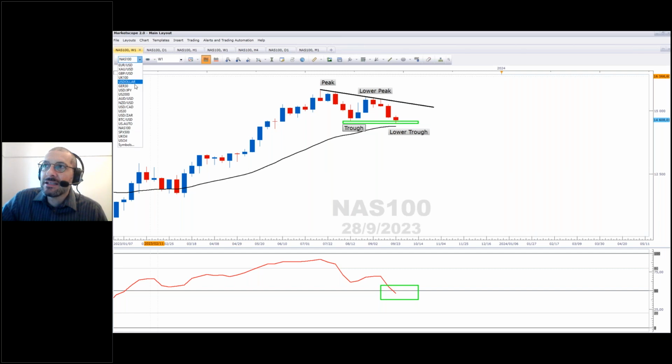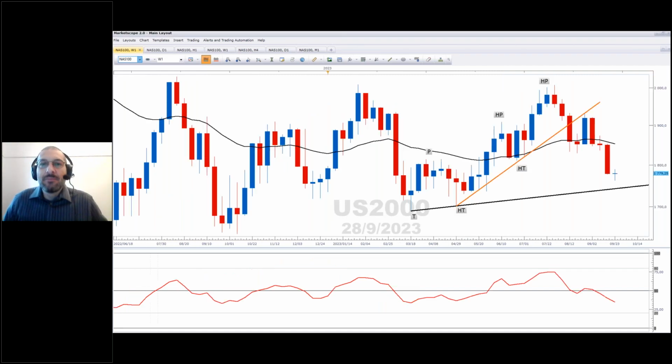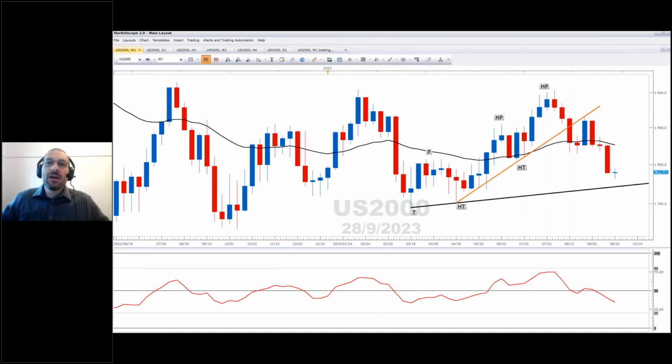And if we take a look at the US 2000, that's the FXCM CFD for the Russell 2000. The Russell 2000 is a smaller companies index. It's very instructive to look at smaller companies because they tend to be closer to the economy. There are less financial instruments available to them. They just reflect more of the underlying economic conditions than perhaps the large caps do. So take a look here.